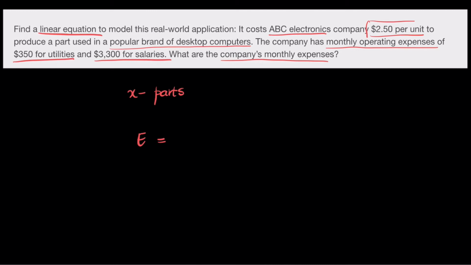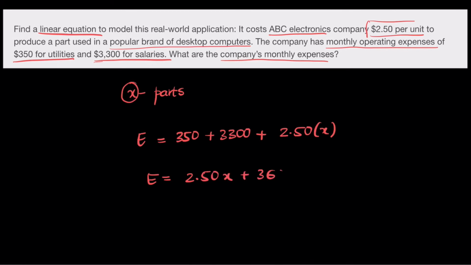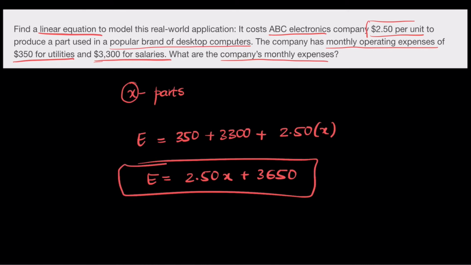So when you calculate the expenses, there are fixed costs. The fixed costs are salaries and utilities. So there is $350 for utilities and $3,300 for salaries. Plus, they are also producing at $2.50 per unit to produce a part, which means that if they manage to produce x parts, the total charge will be 2.50 times x. So when you calculate the total expenses, it will be 2.50x plus 3650. This is the linear equation that we can use to model the problem. Hope you understand this. So let's move on to the next one.